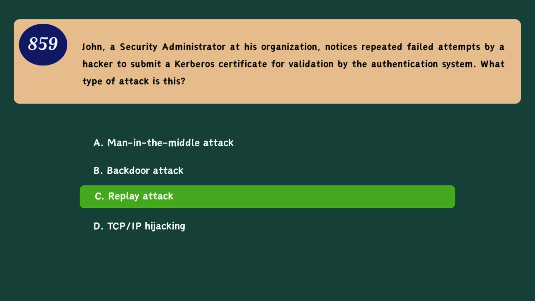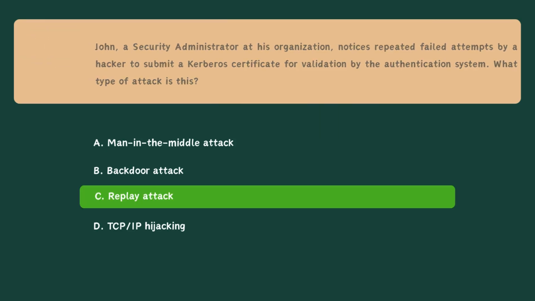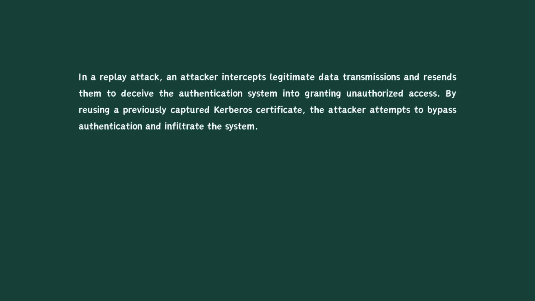Correct answer. C. Replay attack. In a replay attack, an attacker intercepts legitimate data transmissions and resends them to deceive the authentication system into granting unauthorized access. By reusing a previously captured Kerberos certificate, the attacker attempts to bypass authentication and infiltrate the system.